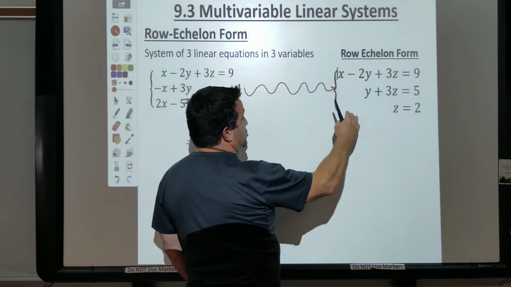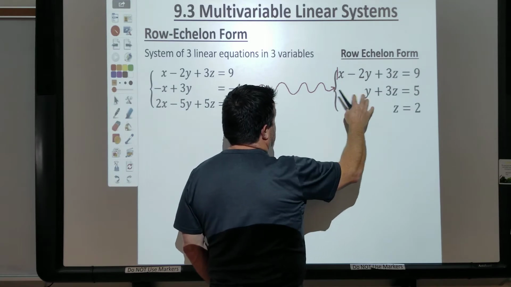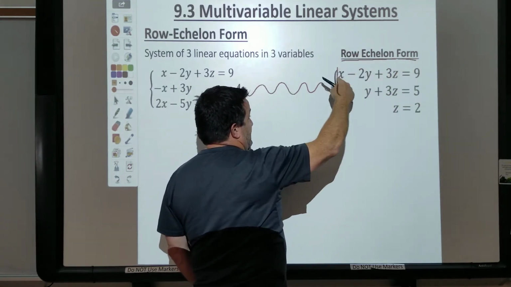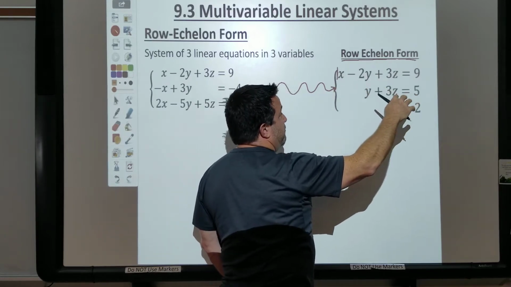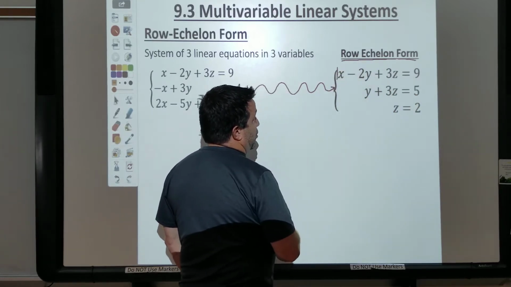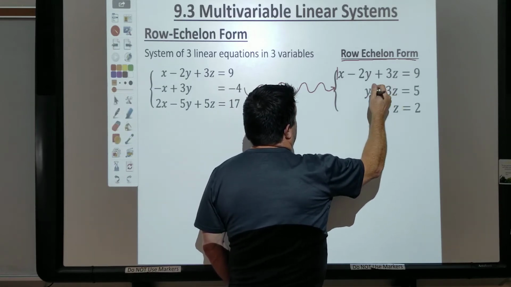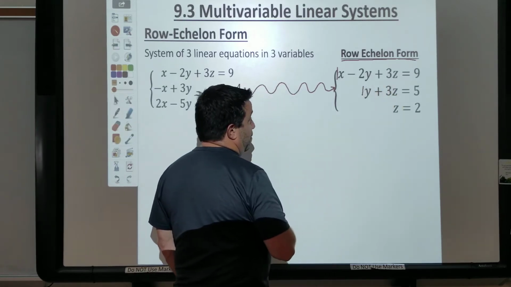I don't have it written there, but it has a coefficient of 1. The second equation, there's no x. And that's the way it's going to be every time something's in row echelon form. The first equation will have x, y, and z. It needs all three variables, and x needs to have a coefficient of 1. The second equation will only have y and z, and the coefficient of that y will be 1.